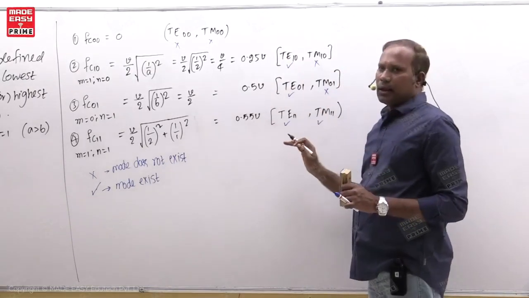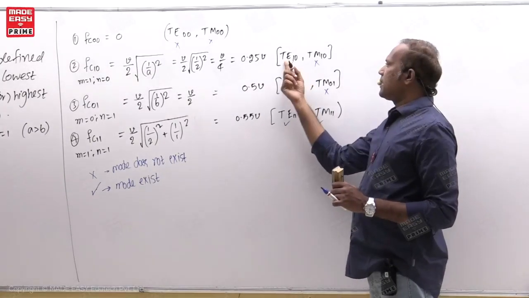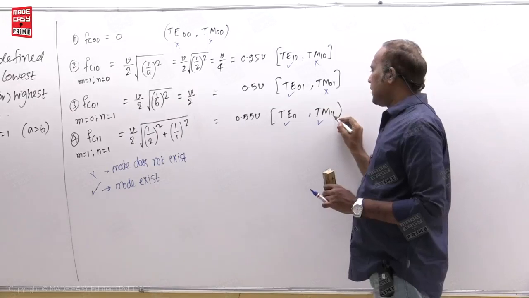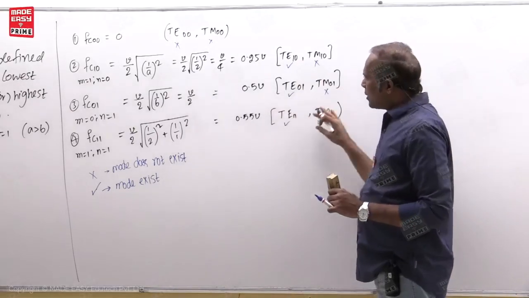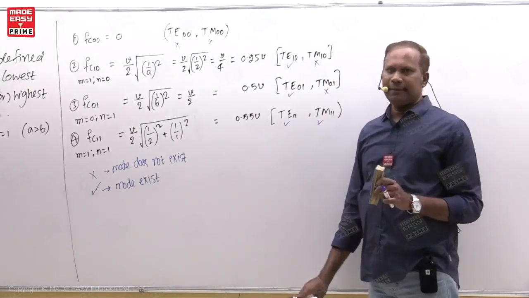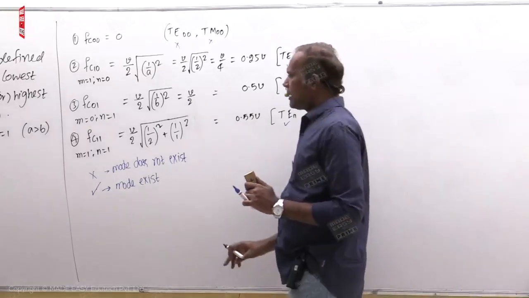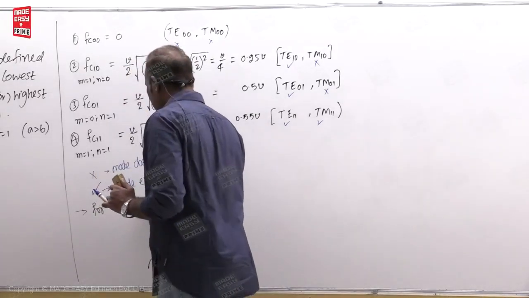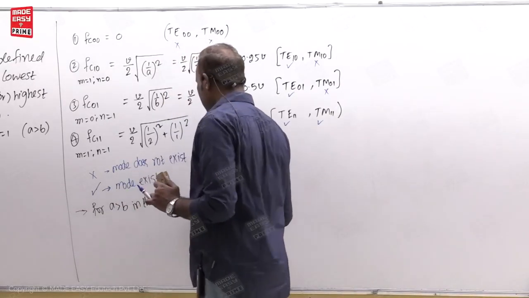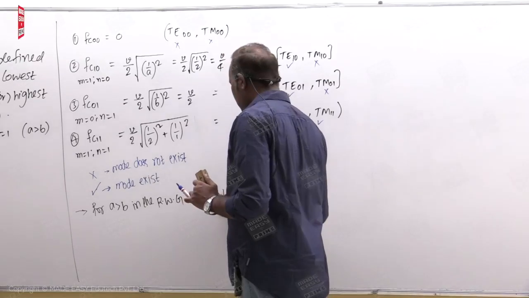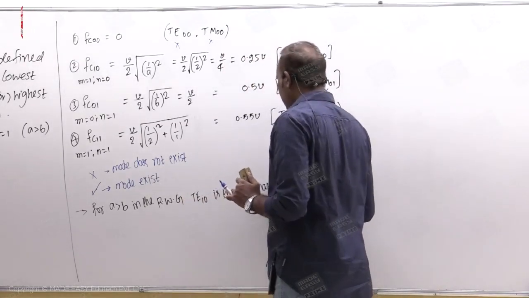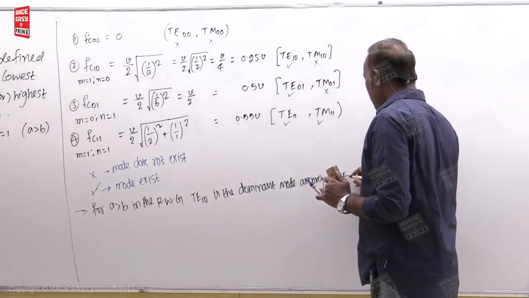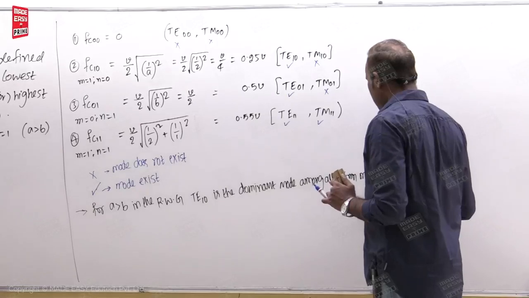Among TE modes, the dominant mode having lowest cutoff frequency is TE10 mode for a greater than b. Among TM modes, the dominant mode is TM11 mode. But among all modes in the waveguide, the dominant mode is TE10 only. TE10 only, that is important. I will write statements if you want. For a greater than b, in the rectangular waveguide, TE10 is the dominant mode among all TEmn modes.